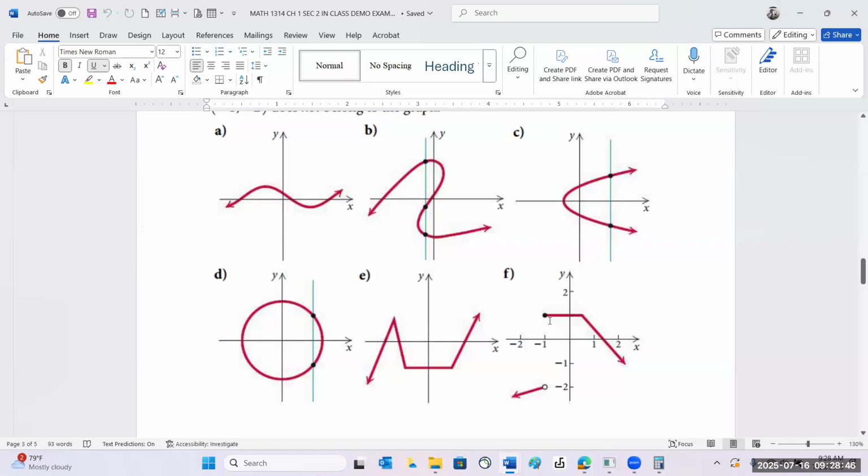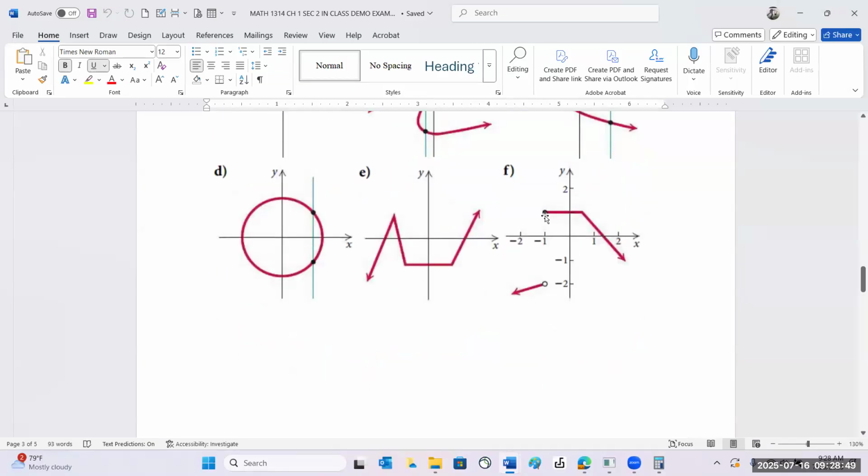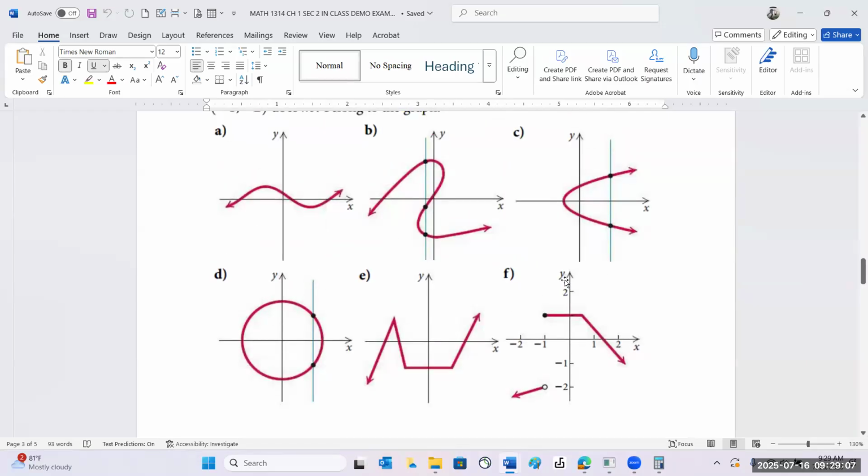If you notice right here, there's a solid dot and there's an open dot. That means I can use this point. I cannot use that point. So if I draw a vertical line there, I only cross it right here at that point. It doesn't cross the graph down here. So if you have the graph, you look at it and see if it crosses any more than once. Then you know it's a function.